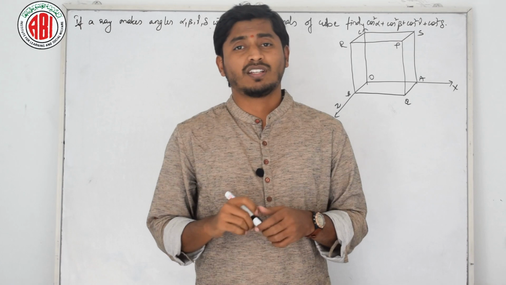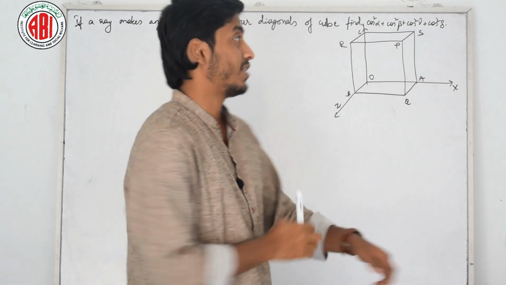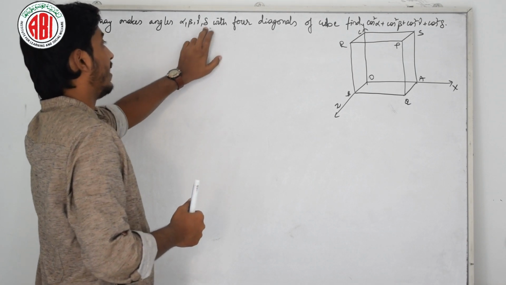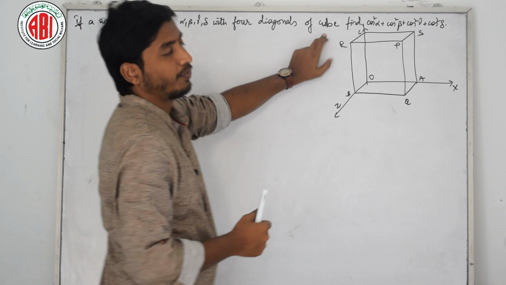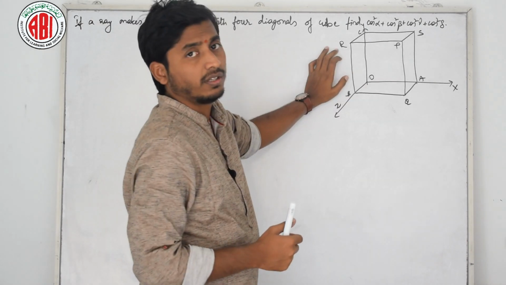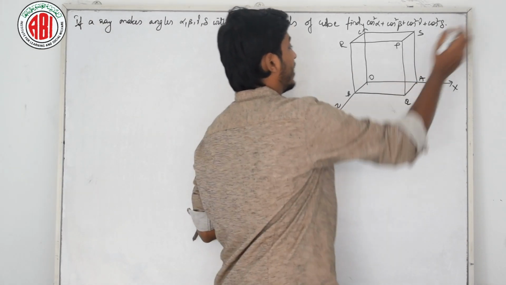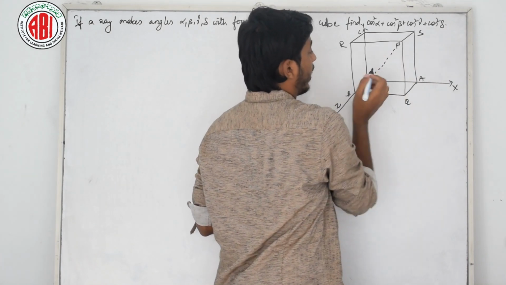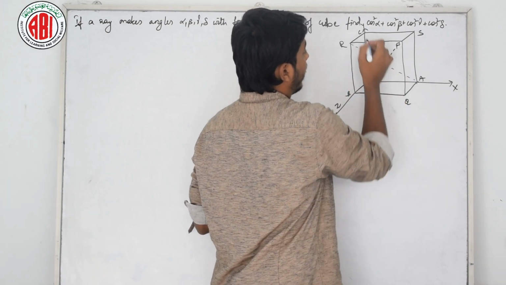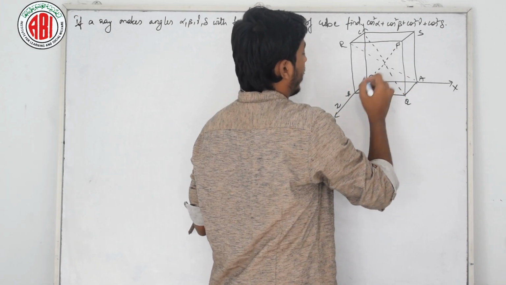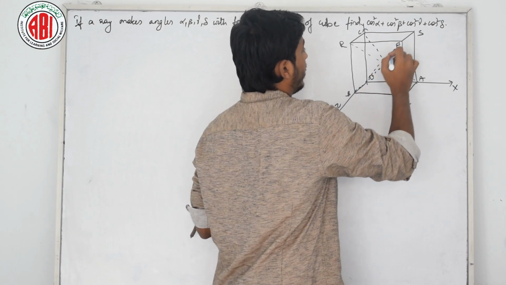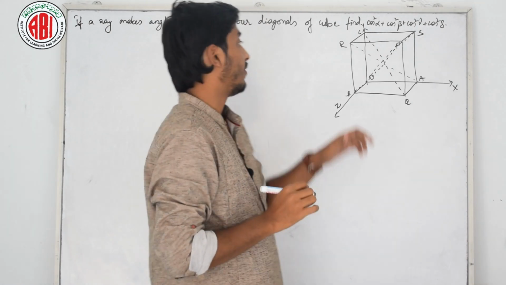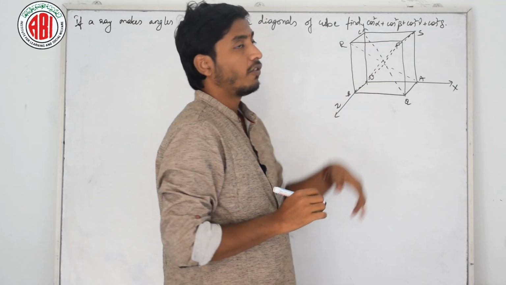Let's do. There is a question which is slightly different from the previous questions. Now check here. A ray makes angles alpha, beta, gamma and delta with the 4 diagonals of a cube, right? If this is my cube, where will be my diagonals? My diagonals will be OP, then AR, then again CQ, and one more diagonal will be from B to S. How many diagonals will it have? It will have a total of 4 diagonals.